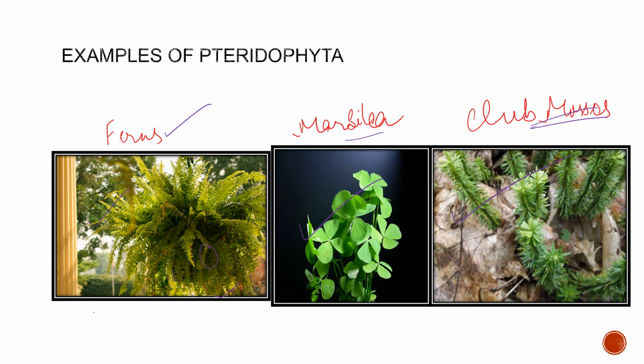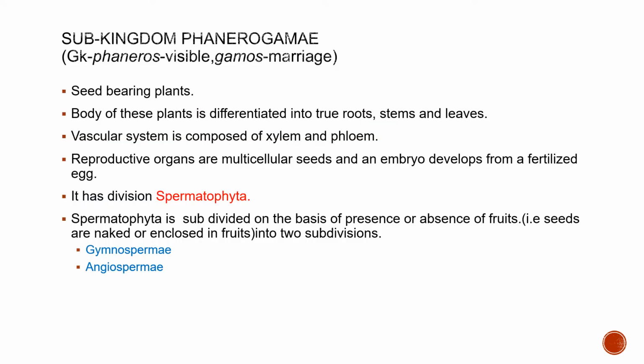So let us move on to the next subkingdom now, that is Phanerogamae. Now we are here with the subkingdom Phanerogamae. So what does this term phaneros mean? Phaneros means visible, and gamos we have discussed earlier is marriage. So in the previous one it was hidden marriage. So cryptogamy was hidden marriage, and in phanerogamy it is the visible marriage.